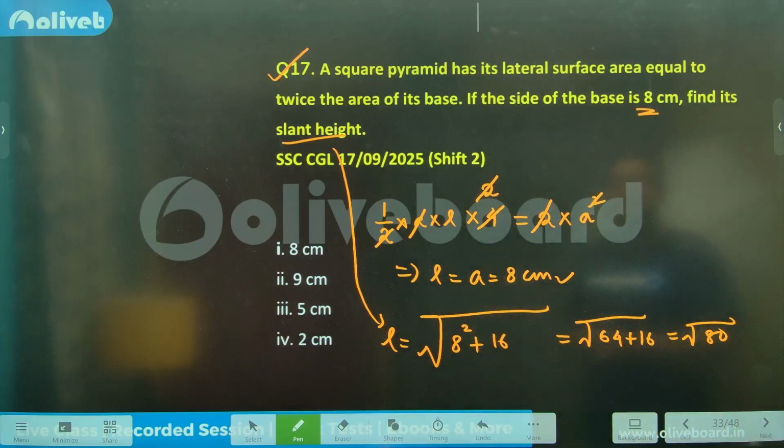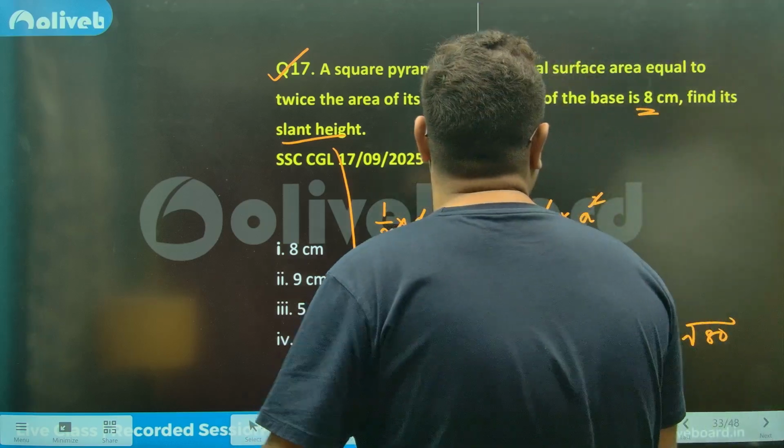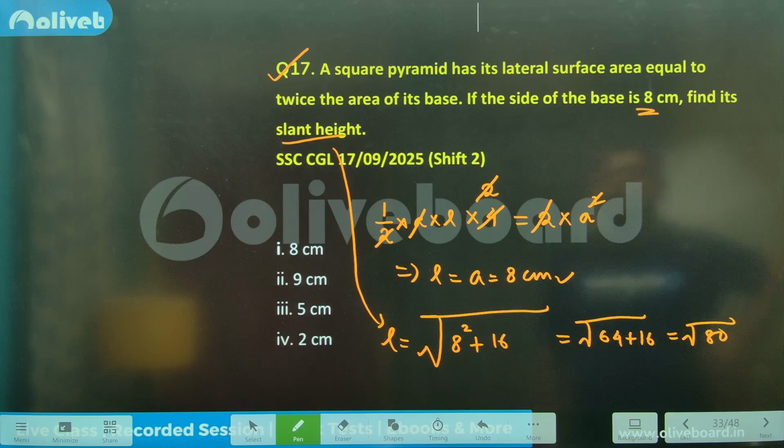Side of the base is 8. Have we done any mistake? Lateral surface area equal to twice the area of base. So twice the area of base I've taken. Twice the area of the base. So 2, 2 cancels. A and A cancels. L equal to A I'm getting. Find the slant height. Have I done any mistake? 8 square plus A by 2 whole square. A by 2 meaning 4 square. That is 16, 100%.